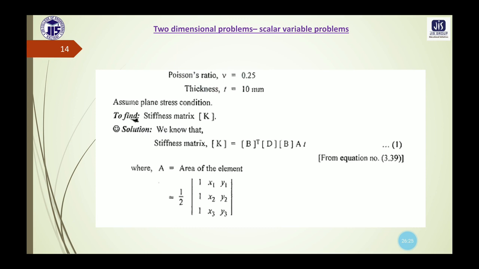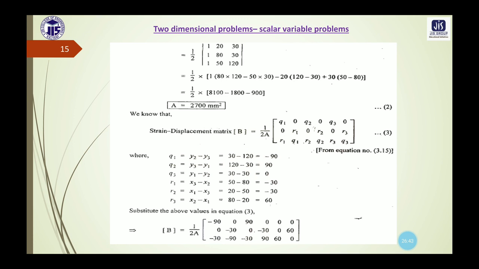Now to calculate the area of this triangular element, we need to use this formula, which is half multiplied by the 3 by 3 matrix. In this 3 by 3 matrix, we have all the coordinates of the nodal points. So we need to put in the values of the coordinates of the nodal points, and then after the matrix operation, we get the value of the area of the element, which is 2700 millimeter square.